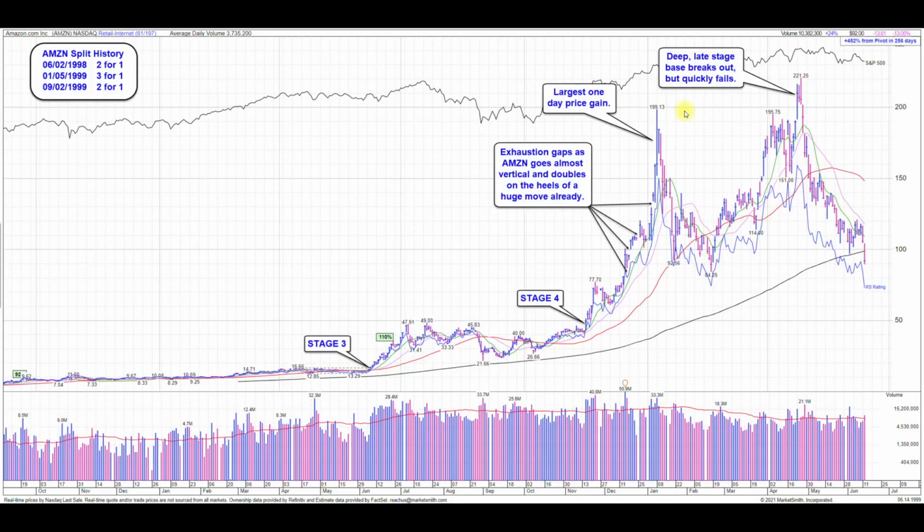So we're going to begin our discussion of Climax Tops with Amazon's daily chart. This covers the same time period that we looked at on Amazon's weekly chart when we were going over late stage base failures and how to count base stages.